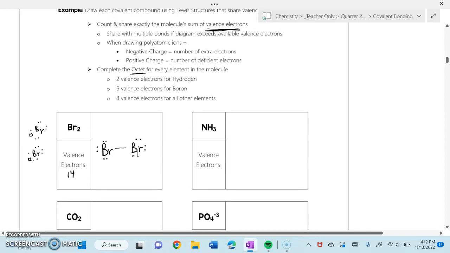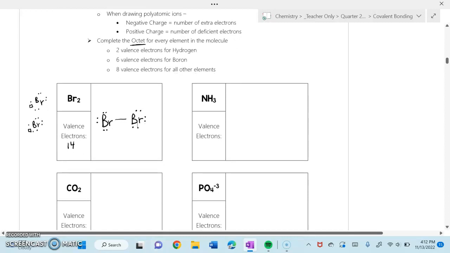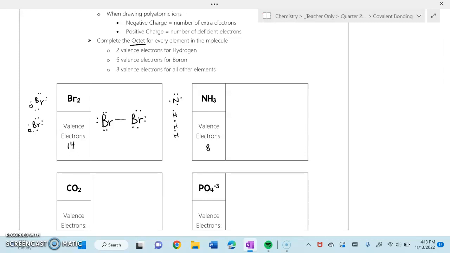We'll do NH3 also on this one, and then we'll do part 2 for carbon dioxide and phosphate. So nitrogen with 3 hydrogens. Again, let's just count our electrons by drawing individual Lewis structures here to the side. I have 1 nitrogen and 3 hydrogens. So that will be a total of 8 electrons to share. Let's go ahead and draw this.